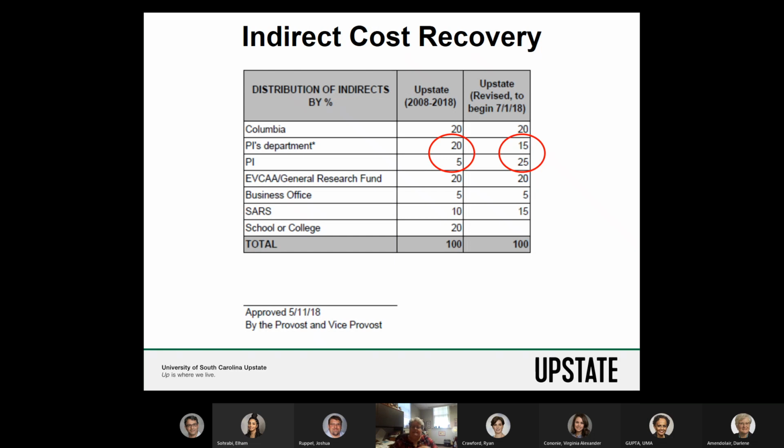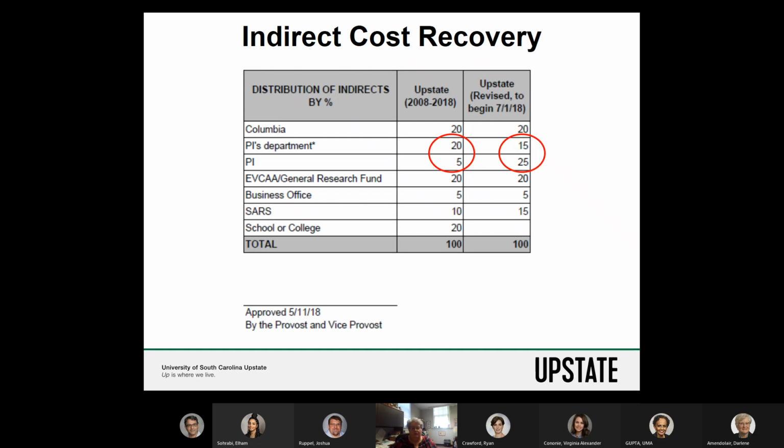So Columbia takes 20% of all that our grants generate, but I would argue that that's a pretty good deal, because not only do they do the grant submission for us, but they also do all of the financial billing and financial reporting for us. So I think we're getting a pretty good deal for 20% of our indirect cost recovery. The remaining 80% gets distributed to offices around campus based on this chart here.